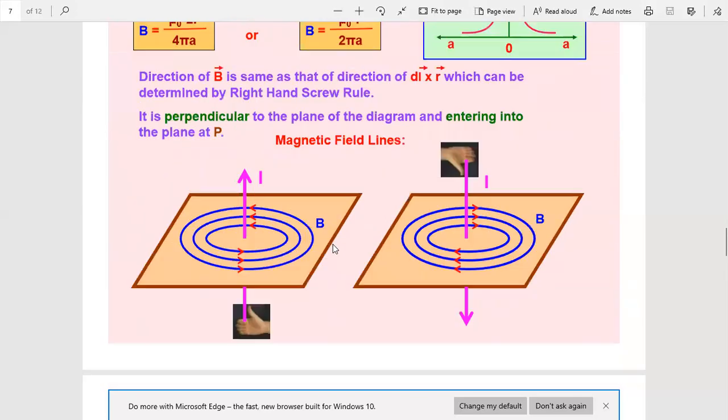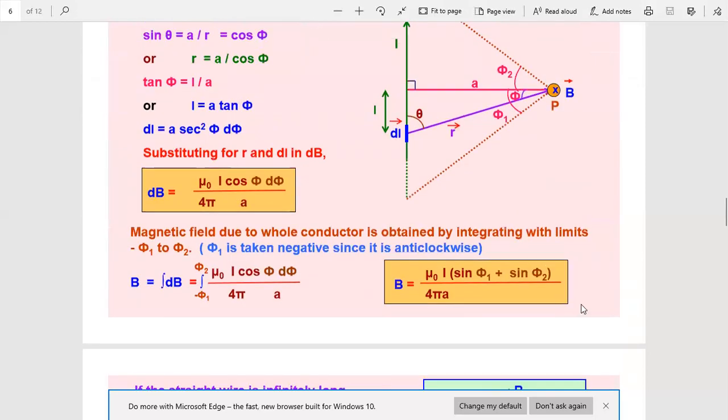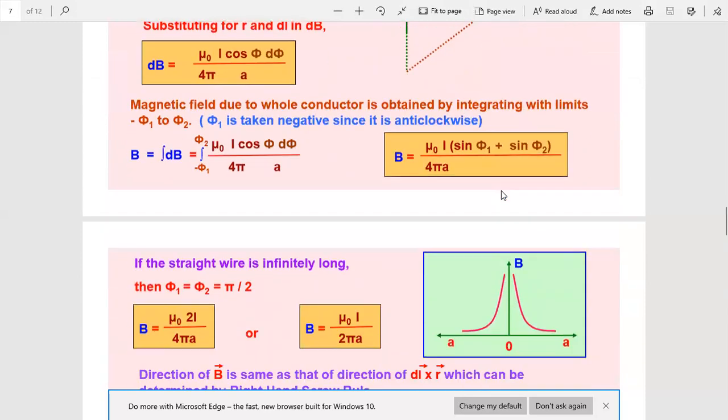Before, I discussed the magnetic field due to an infinitely long straight current carrying conductor, and this is the general expression. If the conductor is finite, then the values of phi 1 and phi 2 will be less than 90 degrees, and you can place the values of the angles and calculate the magnetic field due to a finite straight conductor.